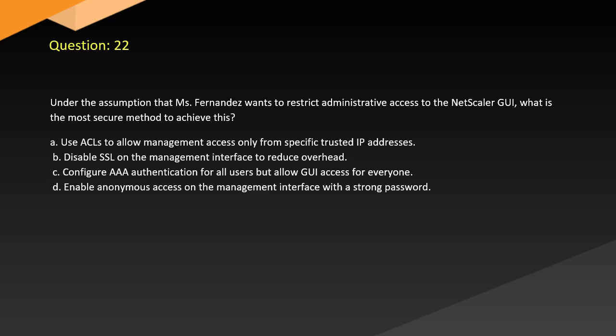Question 22. Fernandez wants to restrict administrative access to the NetScaler GUI. What is the most secure method to achieve this? A. Use ACLs to allow management access only from specific trusted IP addresses. B. Disable SSL on the management interface to reduce overhead. C. Configure RADIUS authentication for all users but allow GUI access for everyone. D. Enable anonymous access on the management interface with a strong password.